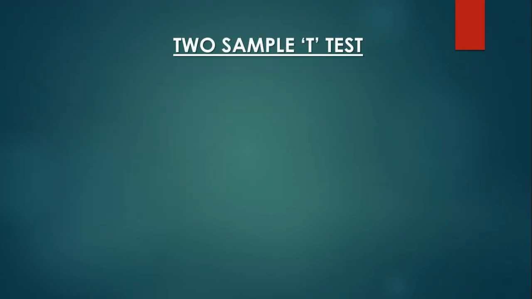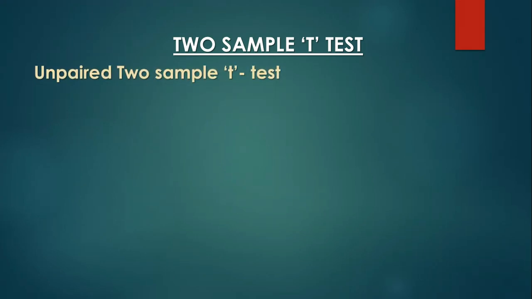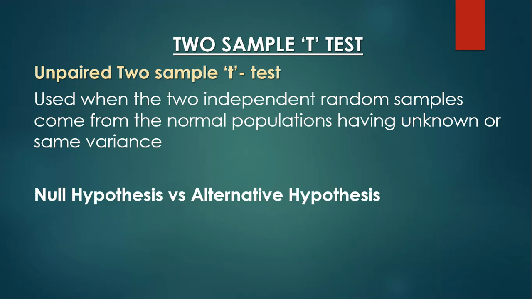Next, we will move on to two-sample t-test. First, we will discuss the unpaired two-sample t-test. Unpaired t-test is used when we wish to compare two means. It is used when two independent random samples come from the normal populations having unknown or same variance. For example, suppose that we have measured the weight of 100 individuals, 50 women in group A and 50 men in group B. As it is a hypothesis testing, here also we will see whether the null hypothesis or alternative hypothesis is accepted. Let's move on to assumptions.